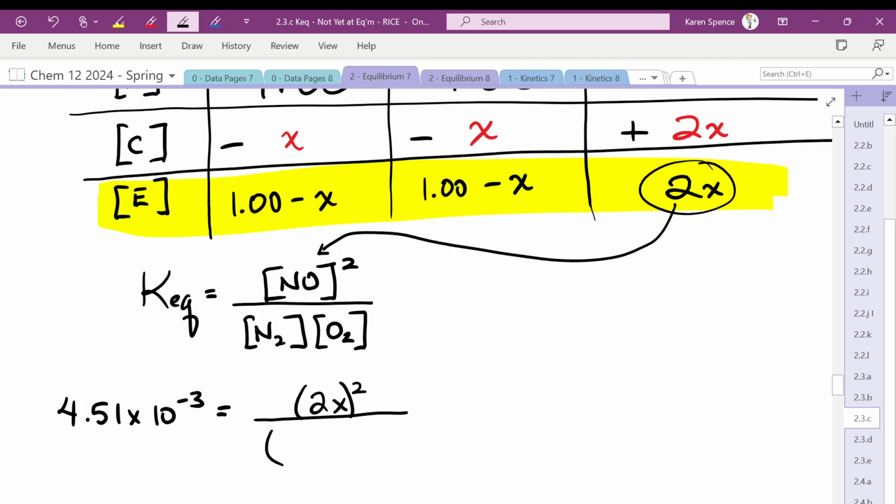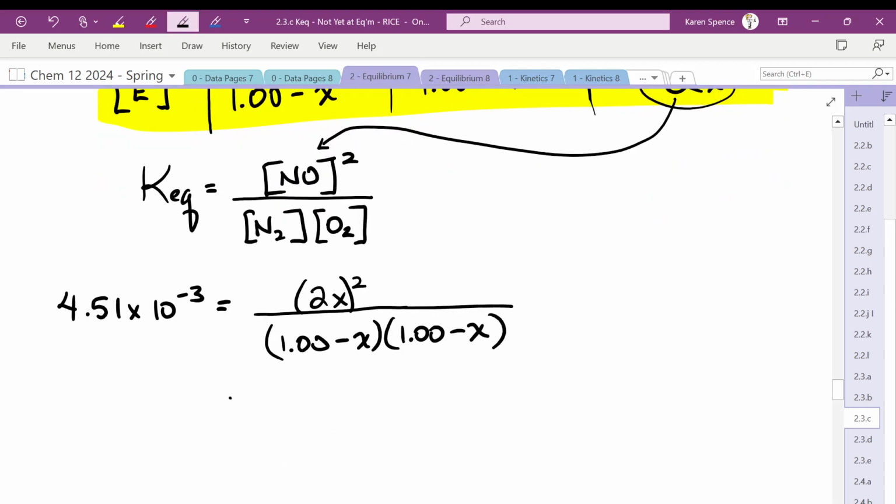And then down on the bottom, I have 1.00 minus x times 1.00 minus x. Now, if I started doing some gross algebra on this, I could get myself a beautiful quadratic equation. Do you guys love solving quadratic equations? If you do, I'm sorry, in Chemistry 12, you are not required to solve any quadratic equations. You will always be given a situation where there is a sneaky shortcut. Can anyone see what the sneaky shortcut is here?